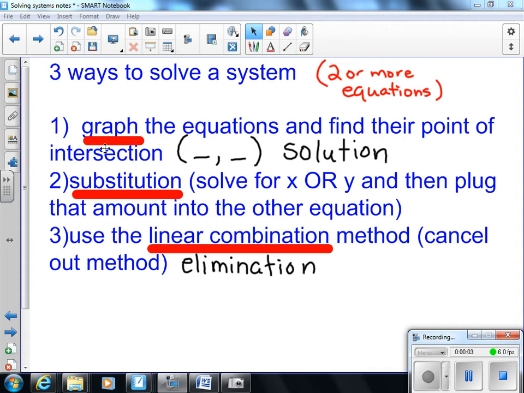Okay, yesterday we looked at the method of graphing linear equations or functions in order to find their point of intersection or the solution. Today we're going to look at the second way, and that is by substitution. Now, when you use the substitution method, you're either going to solve for x or y, and then you're going to plug that amount into the other equation.